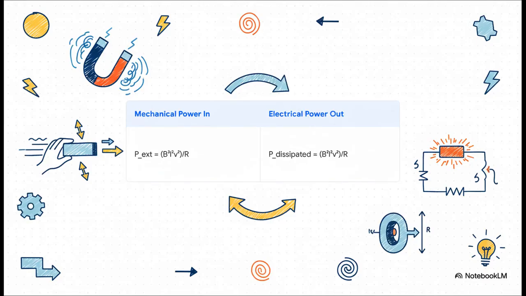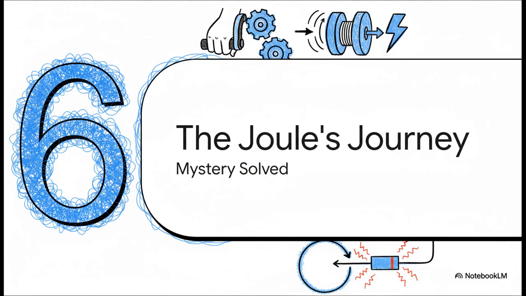This is the beautiful part. The final equation for the mechanical power you put in is identical to the equation for the electrical power that's dissipated as heat. They're not just close, they are exactly equal. The energy books are perfectly balanced, down to the very last joule. The work your hand is doing is being converted into heat in that resistor at the exact same rate. It's perfect.